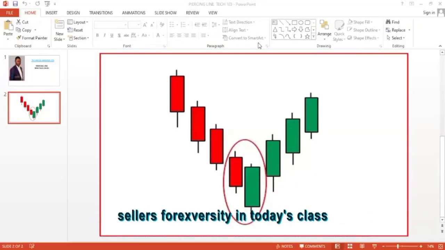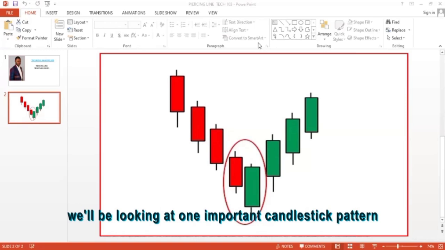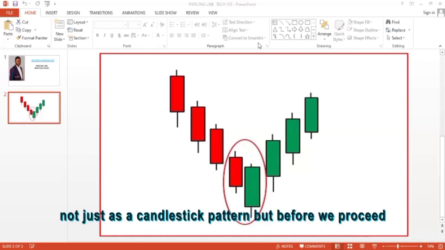In today's class, we'll be looking at one important candlestick pattern called piercing line. Today, we'll be looking at piercing line as a reliable trading strategy, but not just as a candlestick pattern.